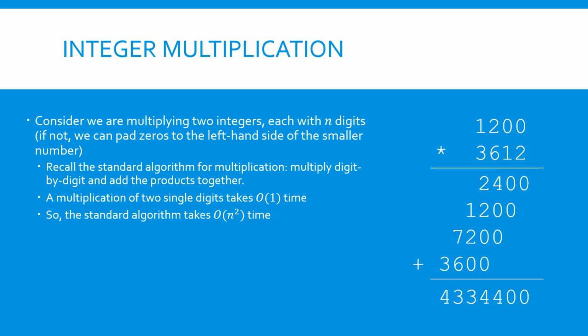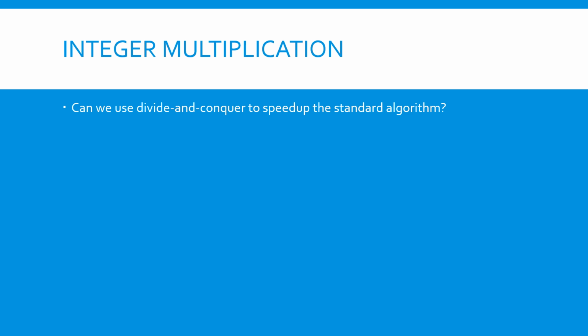If the two integers have different numbers of digits, we can pad the smaller integer with zeros at the front to make both integers the same length. Therefore, in the rest of this video, we will assume that both integers have the same number of digits, n. Since multiplication is a common operation that may be performed frequently, it is crucial to make it as efficient as possible. In this video, we will present a divide and conquer algorithm that improves the O(n squared) time complexity for integer multiplication.